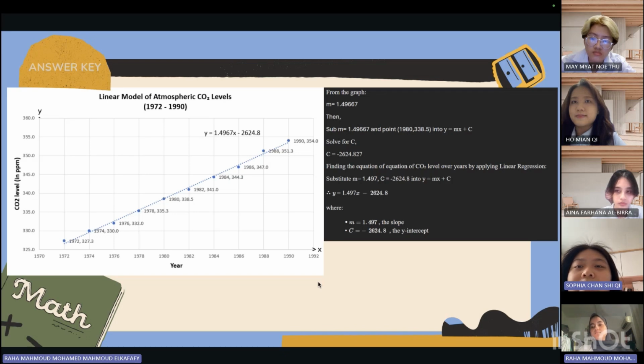After finding the gradient, we can sub it into the equation and use another random point and sub it into y equals mx plus c to solve for c, which would be negative 2624.827. After finding the equation of the CO2 level over the years, we can apply linear regression, substitute the gradient and the y-intercept into y equals mx plus c, and we would get y equals 1.497x minus 2624.8, where m represents the slope, which is 1.497, and c represents the y-intercept, which is negative 2624.8.